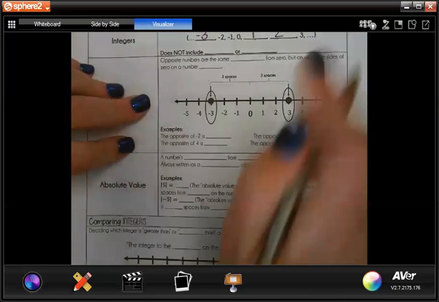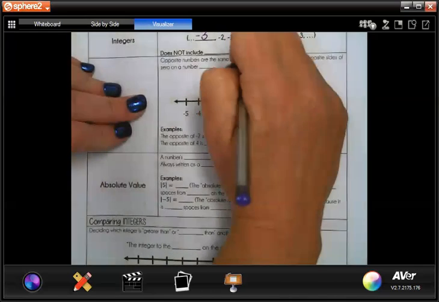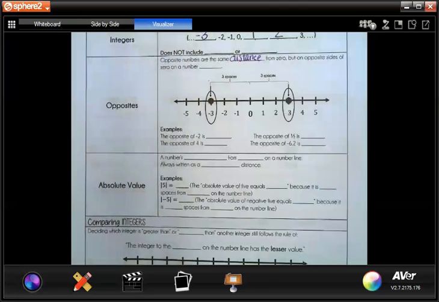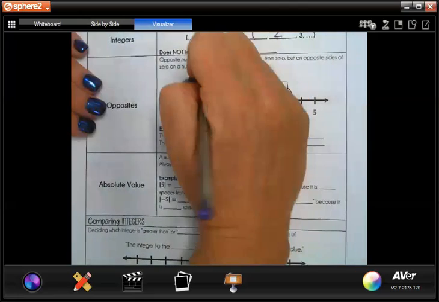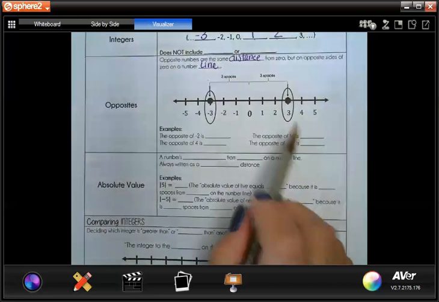Okay, so -3, -2, -1, 0. 1 is opposite of -1, 2 is opposite of -2, and 3 is opposite of -3. Okay, all right, next, opposites. Opposite numbers are the same distance from 0 but on opposite sides of the number line. Okay, so therefore 3 and -3.